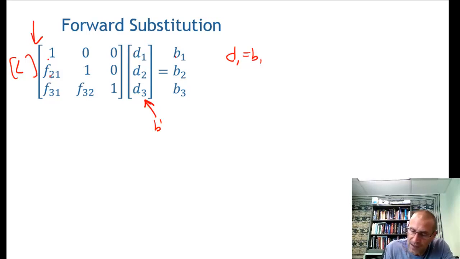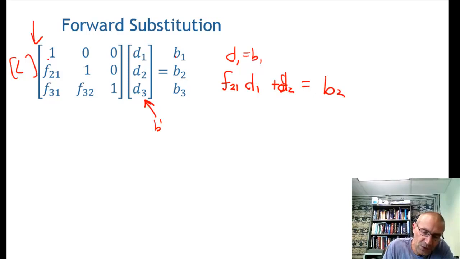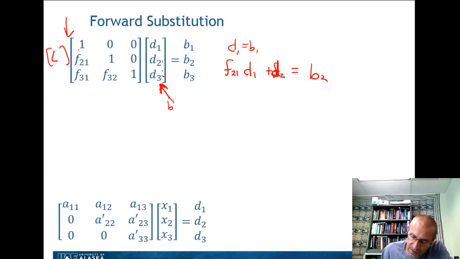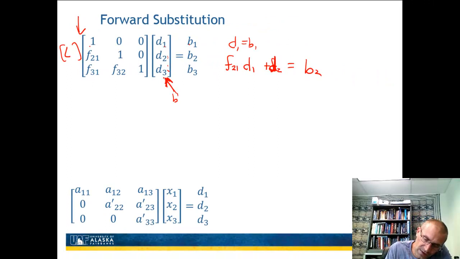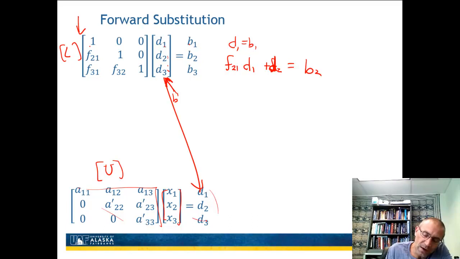And then if I look down at the second one, I have this factor F21, which I stored, times D1, which I just computed, plus 1 times D2, and that is going to be equal to B2. And now I can go ahead and solve for D2, and then keep going down, D3, etc. Now I have my vector D, and this is what I'm going to use with my big U matrix in back substitution. So this D vector that I just found goes into here. Now I'm finding what my value of X is from my modified A. This is the upper matrix that I held on to before.